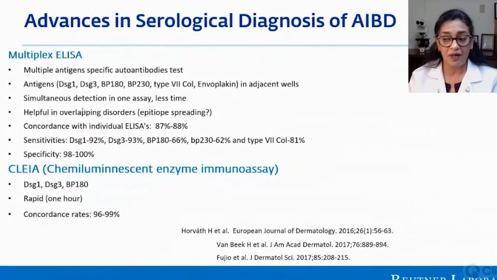Similar to the concept of biochip IFA, multivariant or multiplex ELISA systems are now available. So antigens like DSG1, DSG3, BP180, BP230, type 7 collagen, and envoplakin are coated in adjacent wells, allowing simultaneous testing for many AIBDs in one assay, thus saving time. And this may also be helpful in detecting epitope spreading, which sometimes happens during the disease course in these patients. And concordance with individual ELISAs is reported to be 87 to 88%, with comparable sensitivities to individual ELISAs. Also, chemiluminescent enzyme immunoassays are now available.